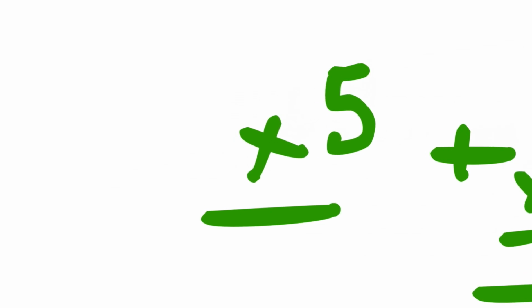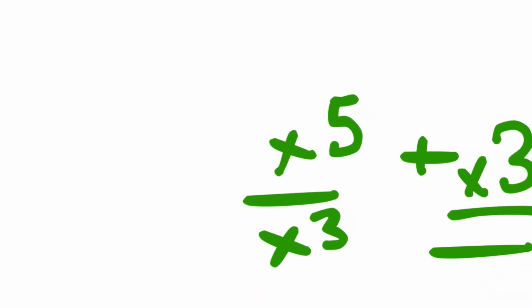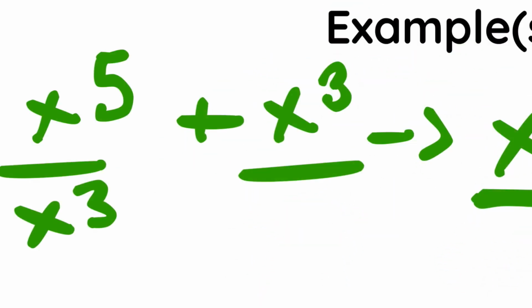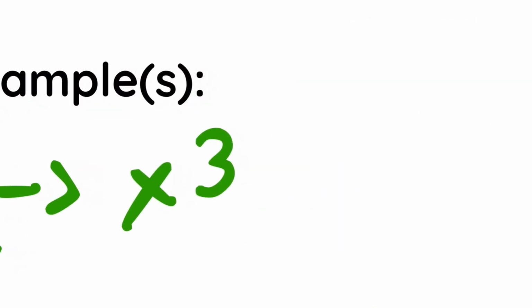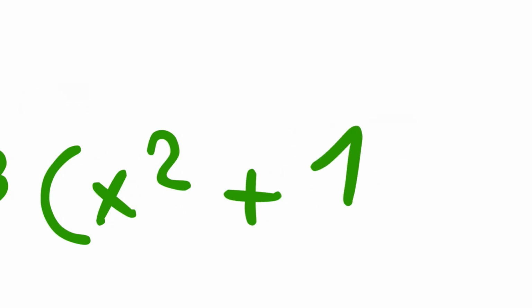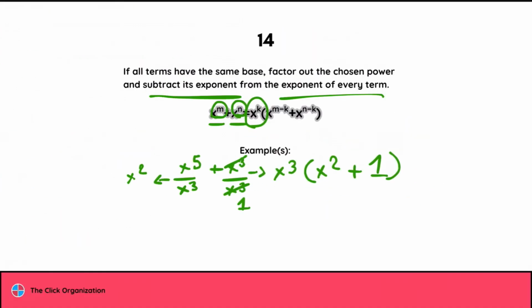So x to the power of 5 divided by x to the power of 3, which is the chosen one, is going to be x to the power of 2. And x to the power of 3 divided by x to the power of 3 will be 1, okay? So between the parentheses, I will have x to the power of 2 plus 1. And this is our answer.